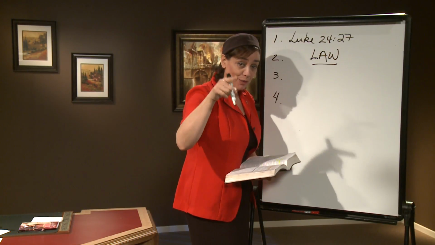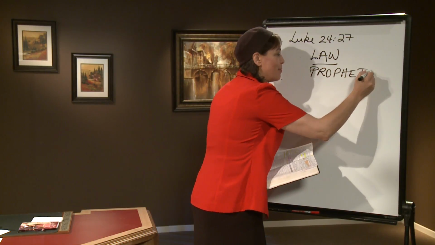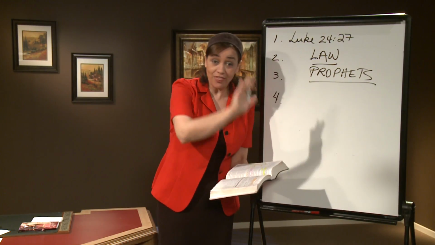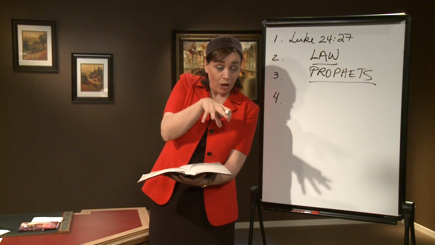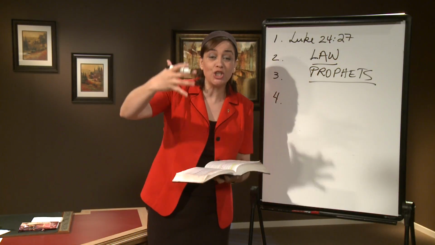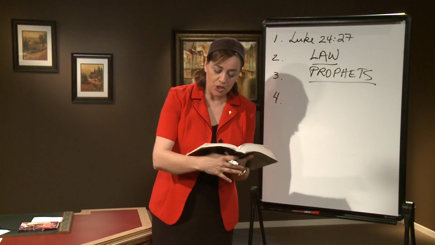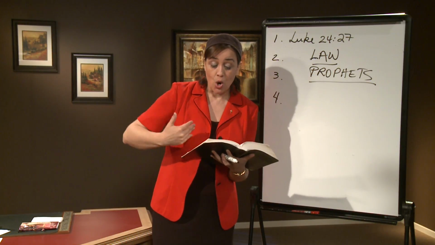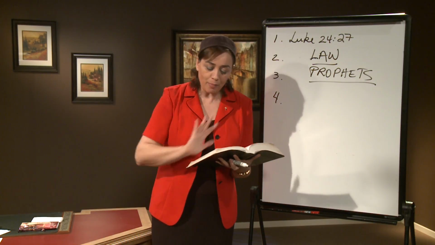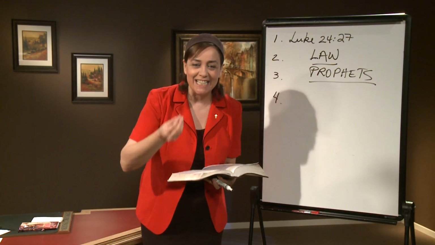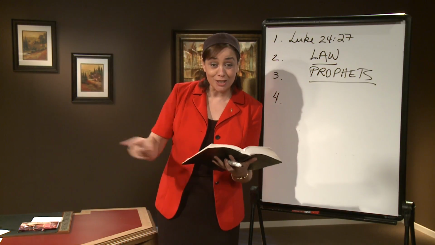And then he also took the prophets. And he said to them, look, the whole thing was about me. All the Bible, not just the New Testament, but the Old Testament as well, was written so that you could understand what I came to do. So beginning with Moses, which is called the Pentateuch in Greek, or the Torah in Hebrew, the first five books of the Bible, and all the prophets, he explained to them the things concerning himself in all the scriptures.